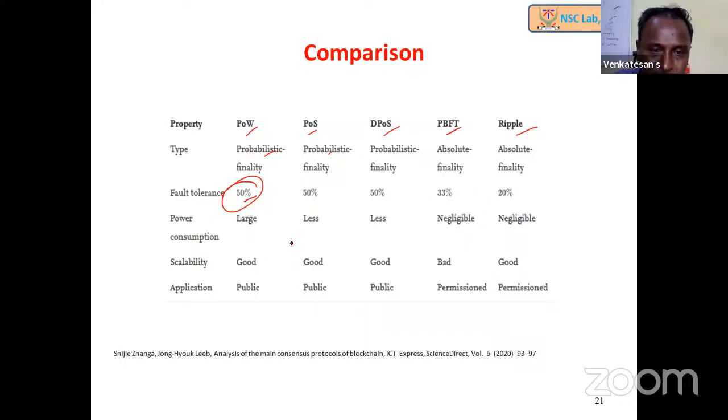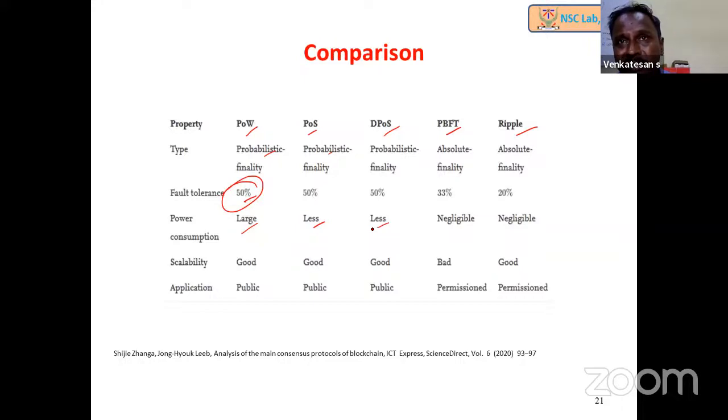And in case of the power consumption, the proof of work needs large power because it has to solve that puzzle. And in case of proof of stake, it needs less because there are certain authorities who are decided. That means in proof of stake, what happens? The one who is having more stake, they will be allowed to mine the blocks and they are the one allowed to validate the blocks.